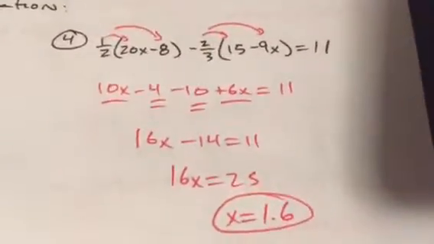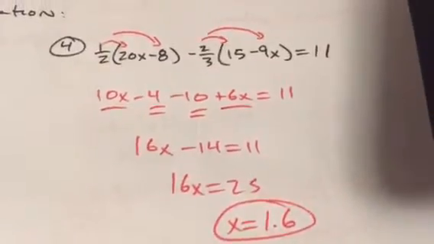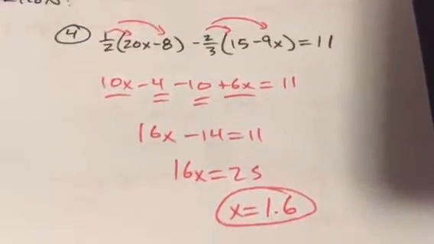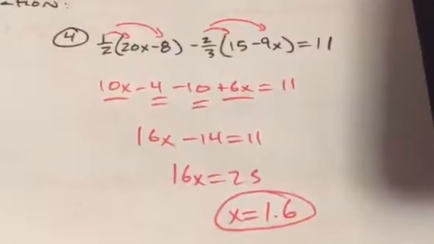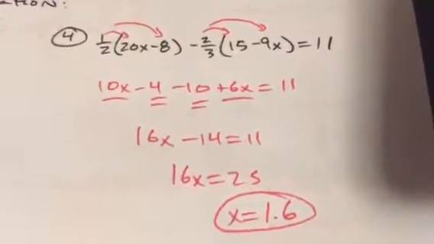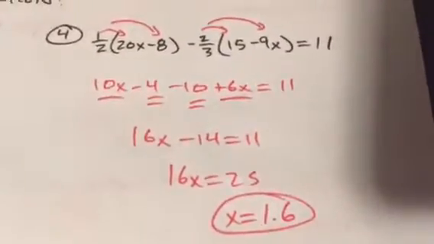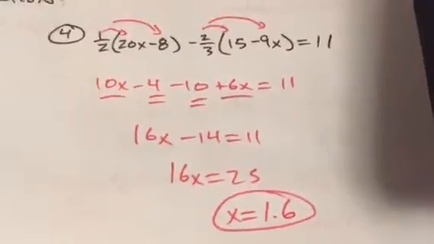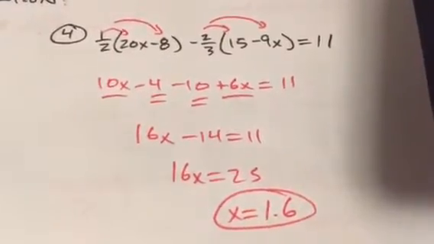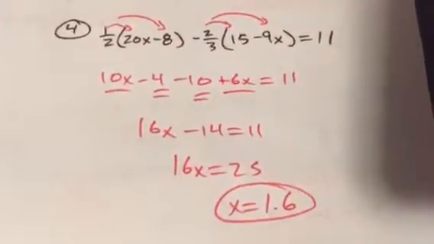On number 4 here, distribute the 1/2. You get 10x minus 4. Distribute the negative 2/3. So negative 2/3 times 15 is a negative 10. Negative 2/3 times negative 9 is a positive 6x. Add the x's together, you get 16x minus 14.